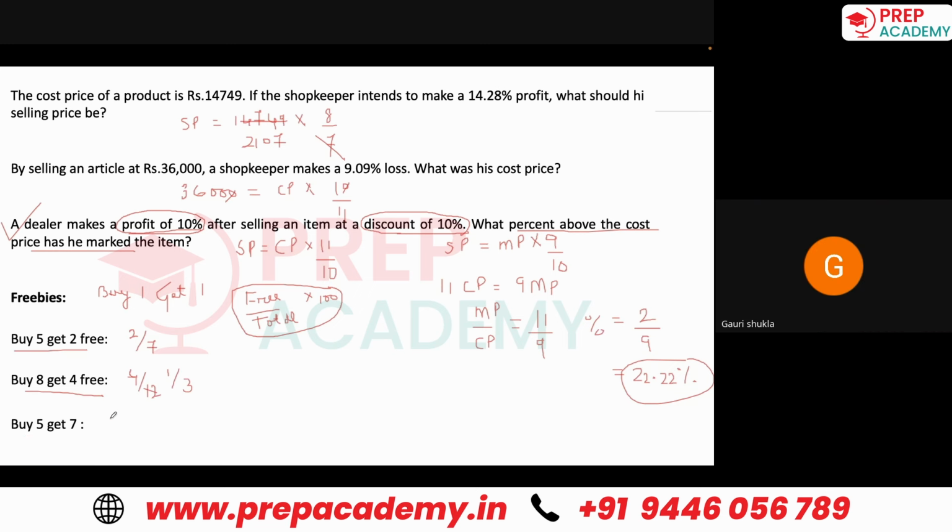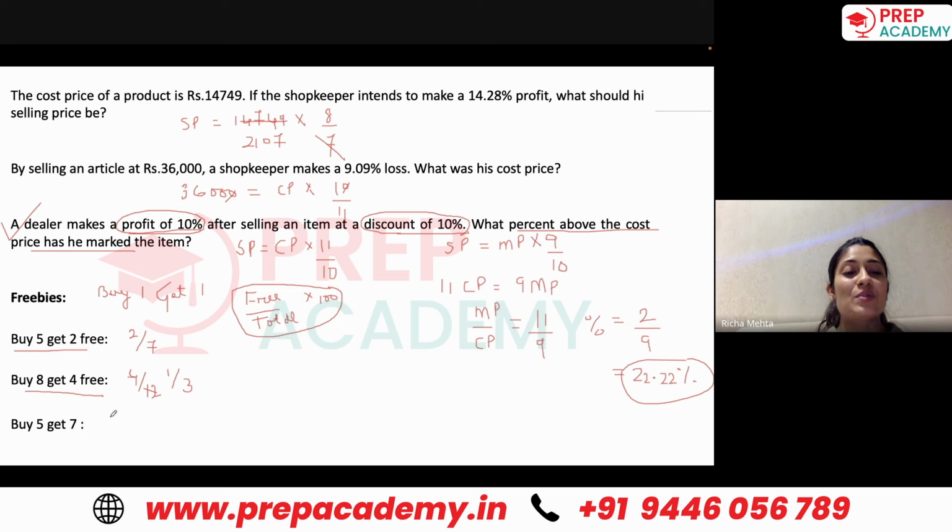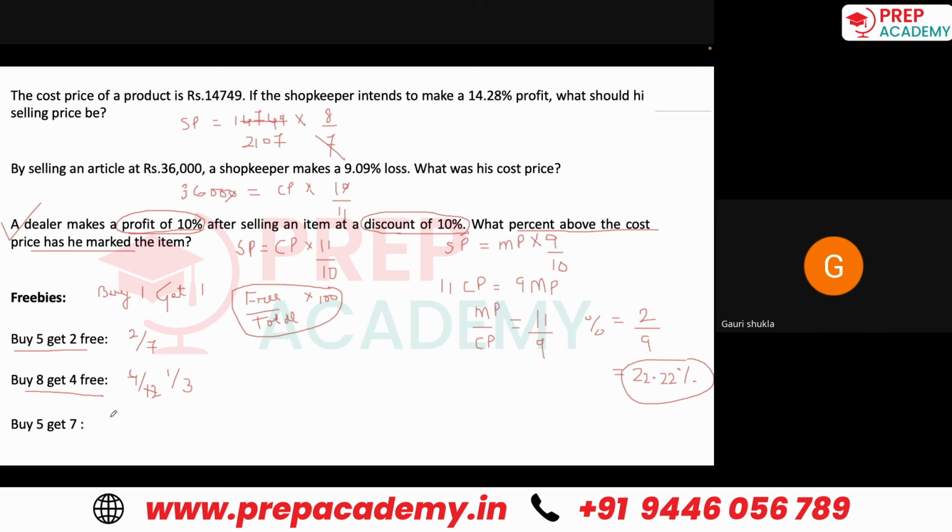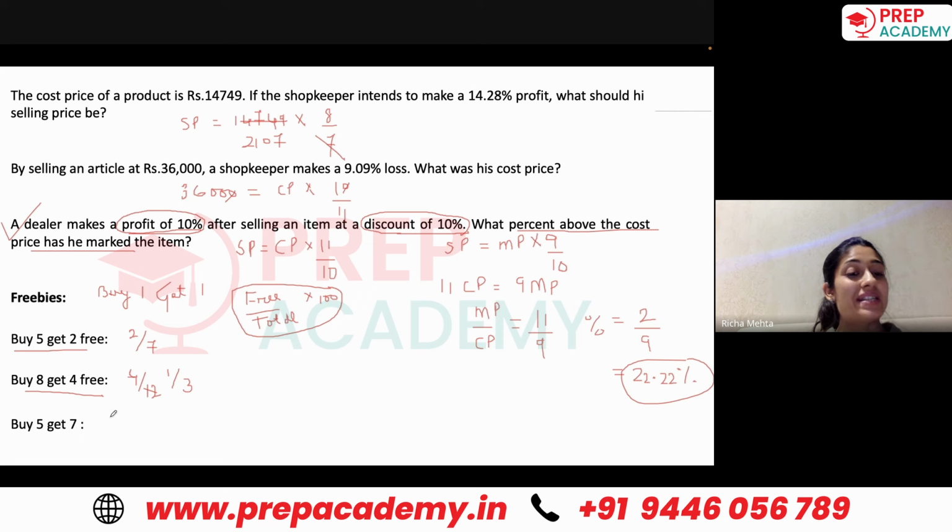Okay, last one, buy 5, get 7. 7 by 12 into 100. See the difference between the previous questions and this question. The freebies are more. Buy 5, get 7. How many are the freebies, 7 or 2? When I say buy 5, get 2 free, and when I say buy 5, get 7, which means you buy 5 and you take 7 home. So what are the freebies? Okay, 2. Out of total will be.